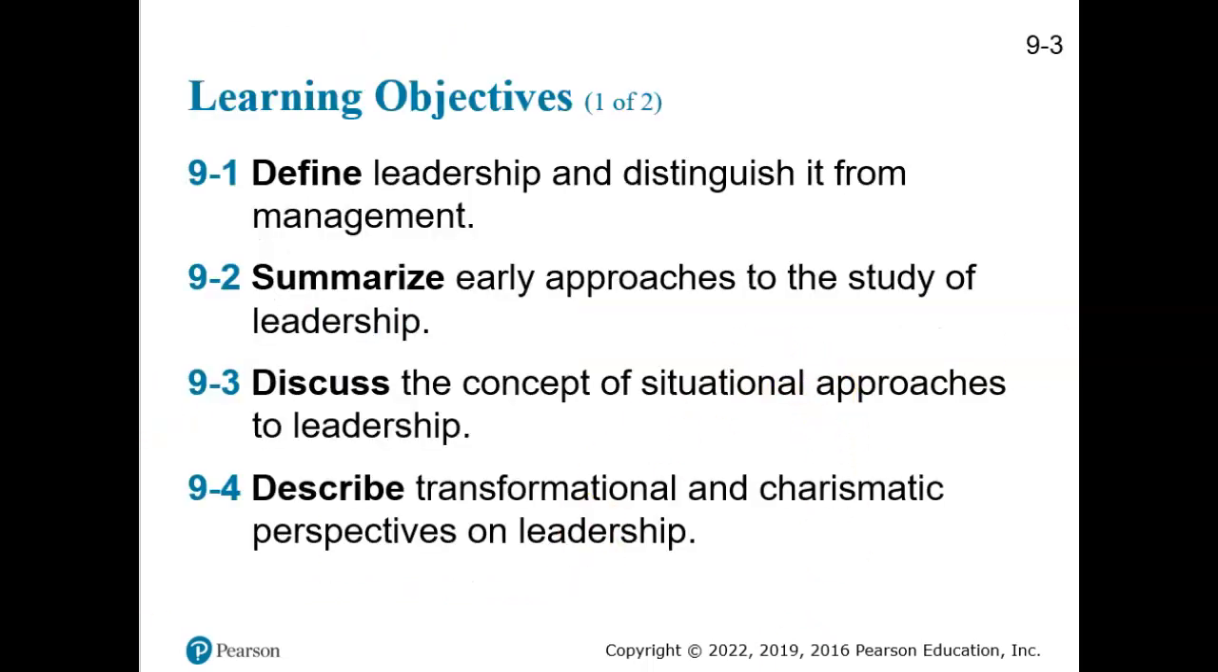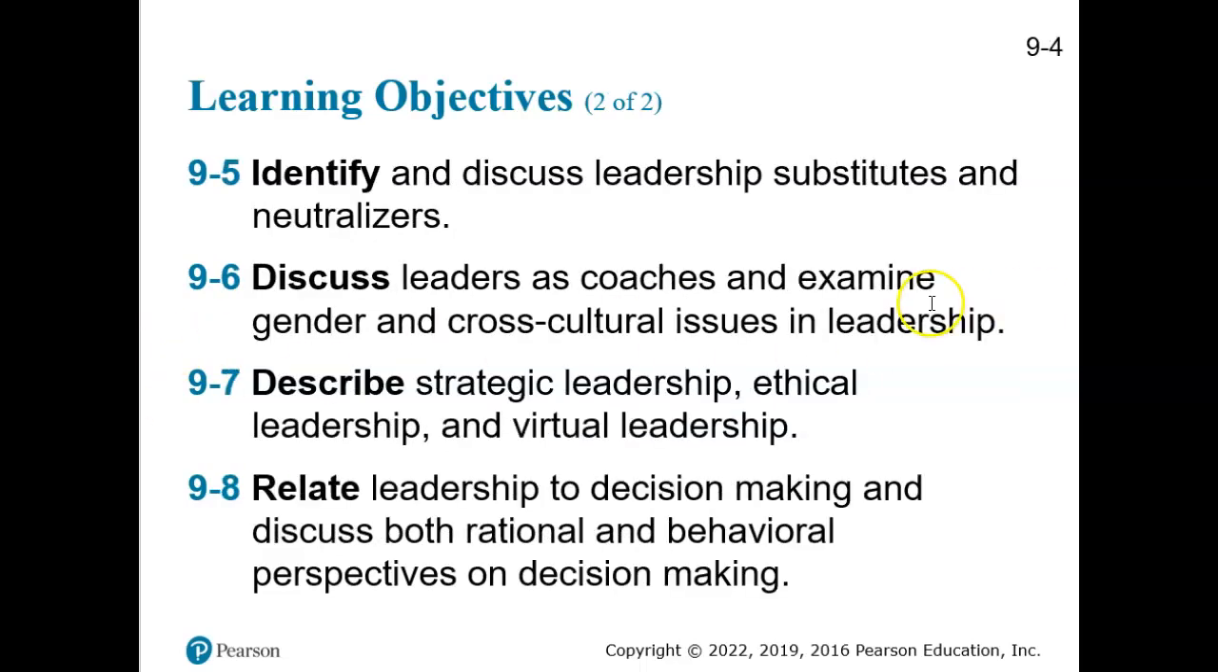So the learning objectives for you here are to define leadership and distinguish it from management. There is a difference between the two. You want to be able to summarize early approaches to the study of leadership, discuss the concept of situational approaches to leadership, and talk about transformational and charismatic perspectives on leadership, and identify and discuss leadership substitutes and neutralizers. You want to be able to discuss leaders as coaches and examine gender and cross-cultural issues in leadership. You want to be able to describe strategic leadership, ethical leadership, and virtual leadership. And then finally, you want to relate leadership to decision-making and discuss both rational and behavioral perspectives on decision-making.